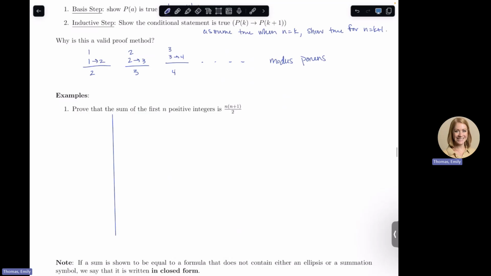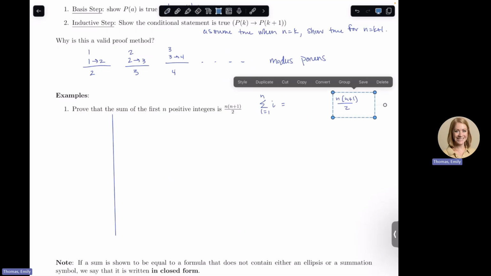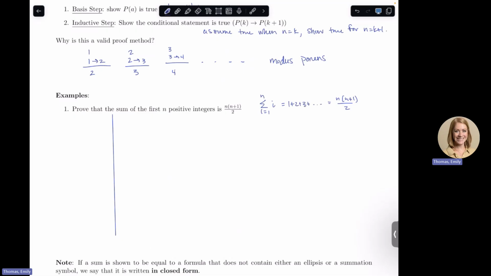There are a couple ways that we can write this. The sum of the first n positive integers. You can write that as the sum from i equals 1 to n of i is equal to n times n plus 1 over 2. Or instead of using the summation notation, you can just write 1 plus 2 plus 3 plus ... plus n. Whichever one you are more comfortable with, it does not matter.